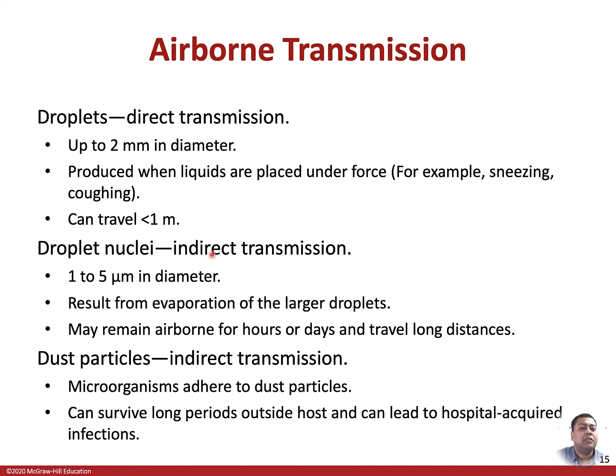On the other hand, droplet nuclei cause indirect transmission, and they are very small. They are 1 to 5 microns in diameter, invisible, and result from the evaporation of larger droplets, but may remain airborne for hours or days and travel long distances. For example, if all these people are breathing in a room, a bus, an airplane, a ship, or any enclosed space, as they breathe they are creating droplet nuclei, and this can travel long distances.